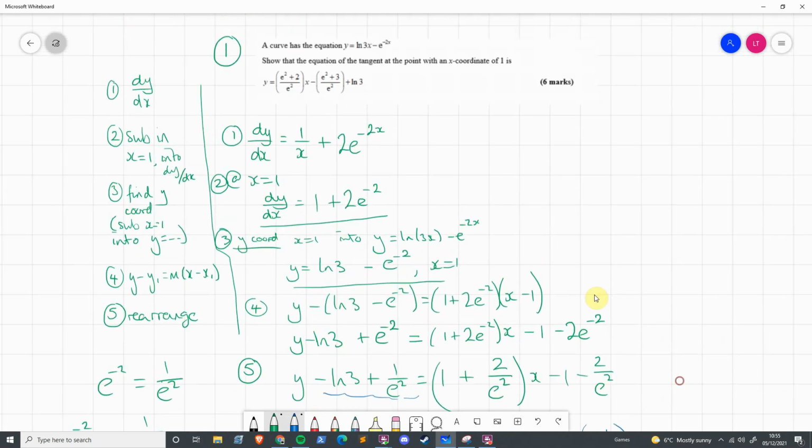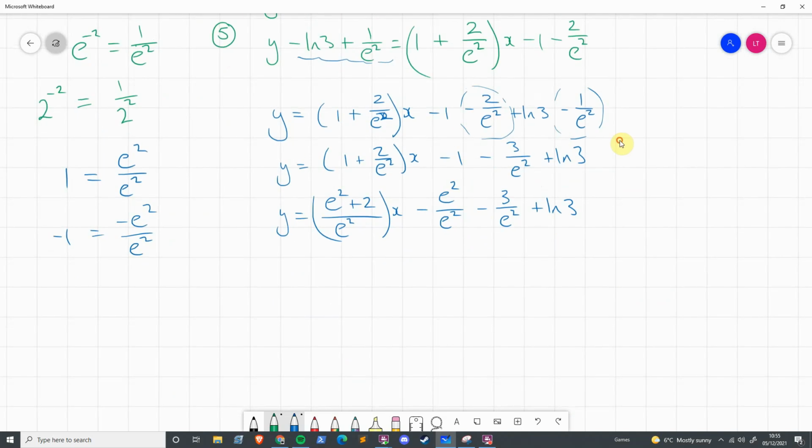Okay, they've got it with a minus in the middle there. We can see we've already got that. They want that with a minus in the middle there. So y equals e squared plus 2 over e squared x minus brackets plus ln 3. We just want to put this in there, brackets now.